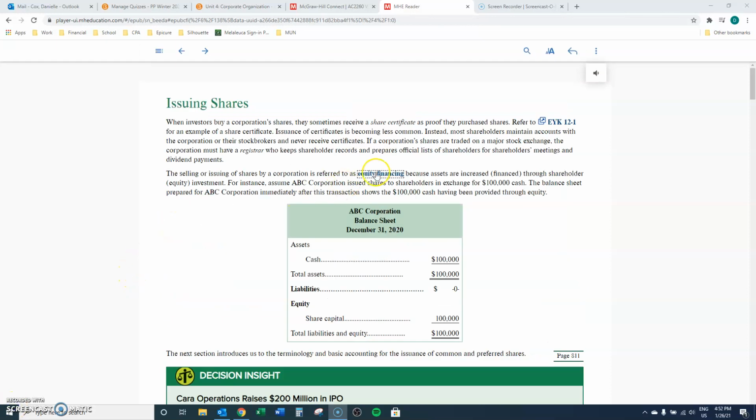Okay, equity financing. The selling or issuing of shares by a corporation is called equity financing, because what they're doing is increasing their assets, generally cash, through an equity investment. So they issued shares in exchange for $100,000 in cash. Through an equity investment, they've increased their assets, so it's called equity financing.